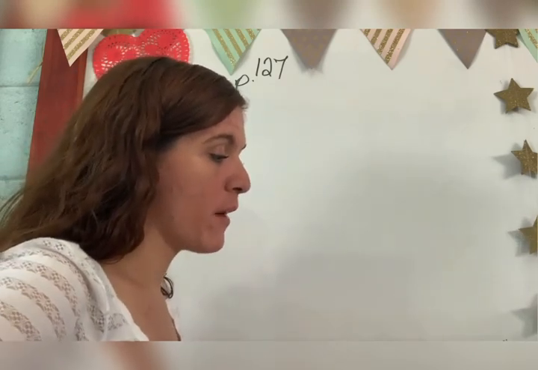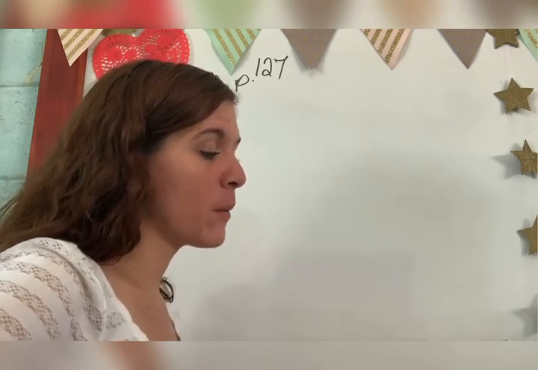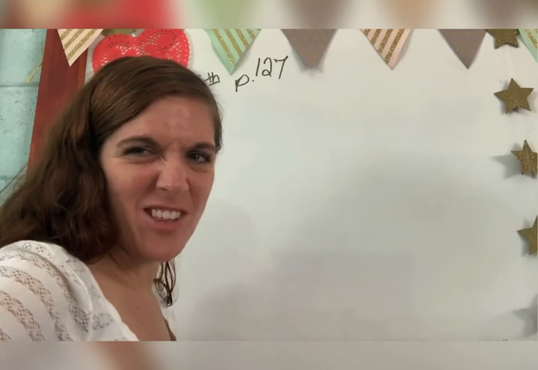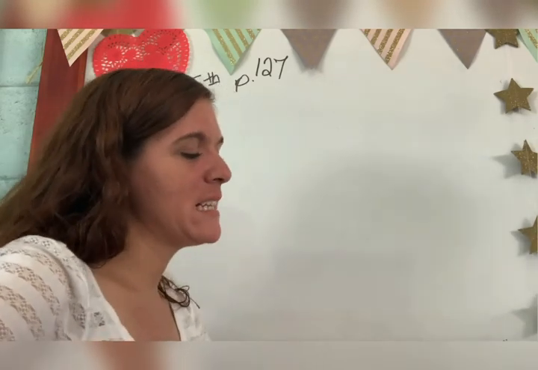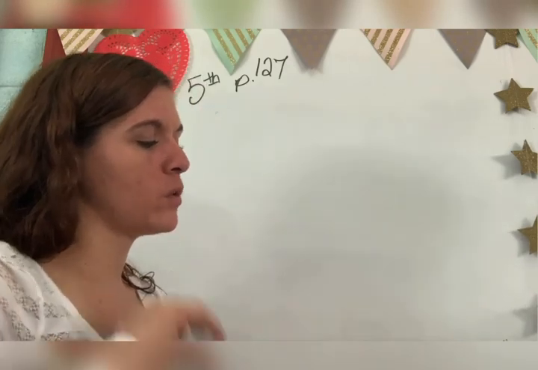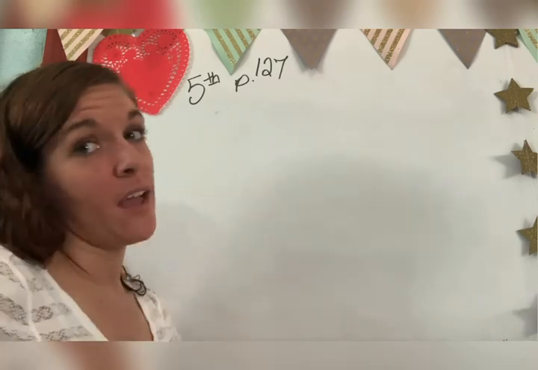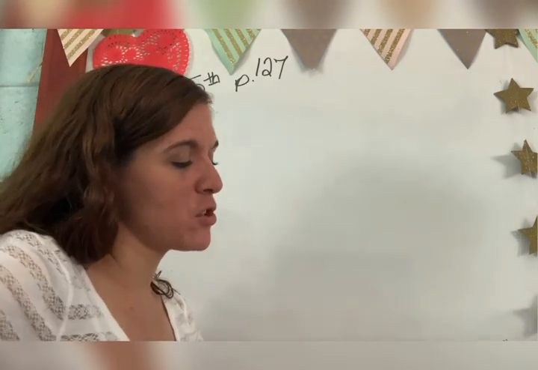Look at letter F. The United States bought Alaska from Russia. Isn't that weird that Alaska belonged to Russia? Okay. In 1867. How many years has the United States owned Alaska? Already told you how to do it in letter B. Letter G.